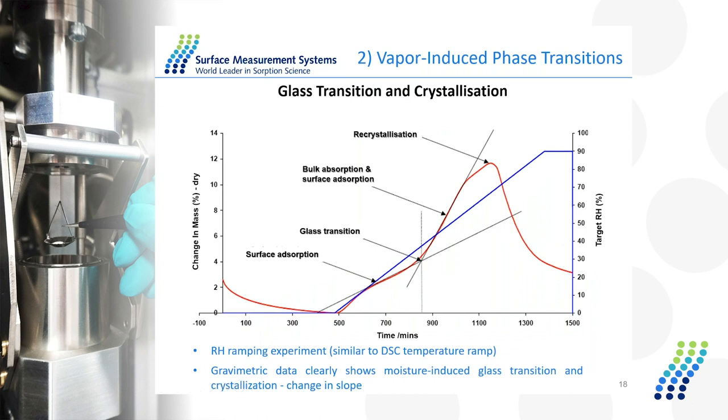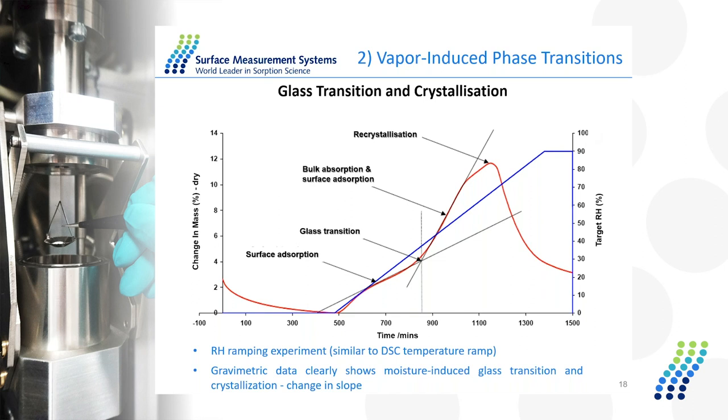And then we can go to the second study about the vapor-induced phase change. The water could act as a plasticizer to reduce the Tg value of the solid material. And from the DVS data, we could see a very clear transformation between different phases. And here's an example of the ramping experiment. It's very similar to the temperature ramp in the DSC method. So in the case of DVS, we ramp the humidity from 0 to 90% RH at a constant rate.